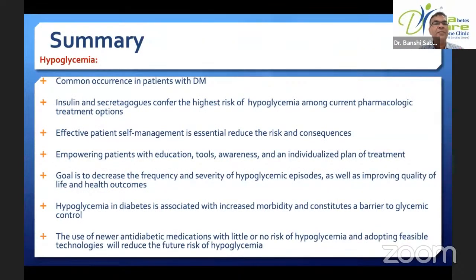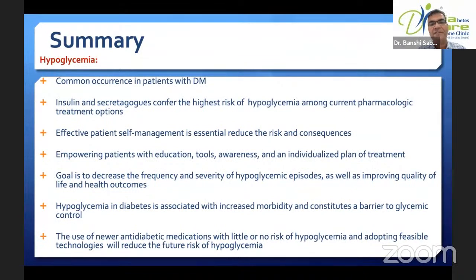To summarize my talk, hypoglycemia is a common occurrence in patients with diabetes. Insulin and sulfonylureas confer the highest risk of hypoglycemia among current pharmacological treatment options. Effective patient self-management is essential to reduce the risk of consequences, empowering patients with education, tools, awareness, and an individualized plan of treatment. The goal is to decrease the frequency and severity of hypoglycemia episodes, as well as improve quality of life and health outcomes.